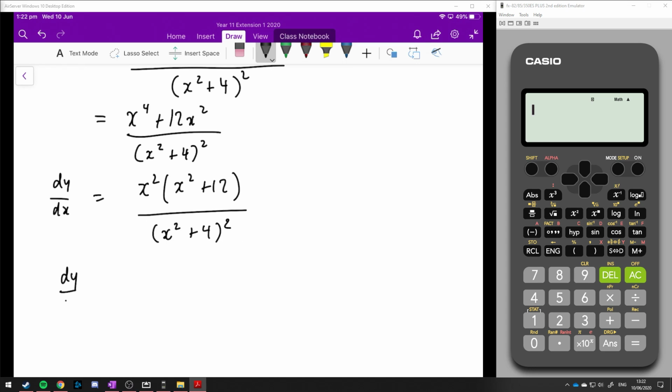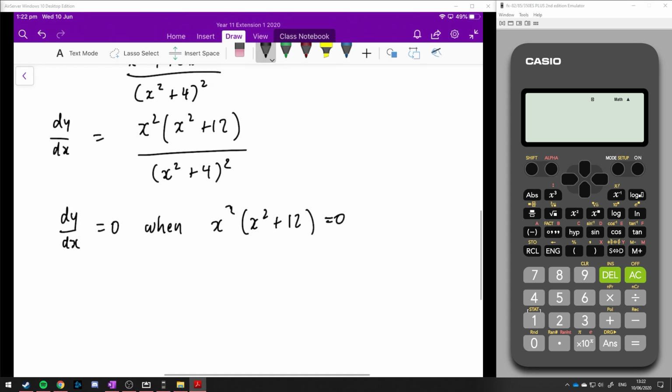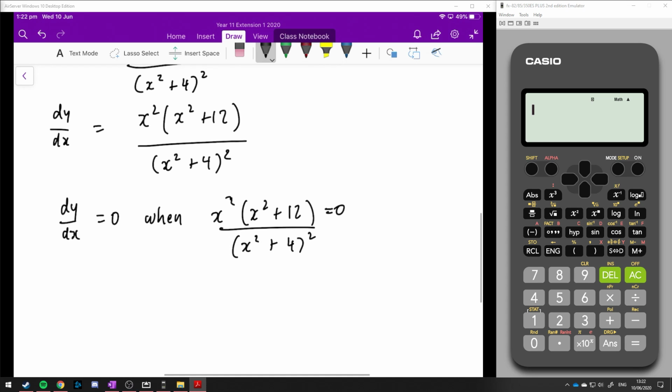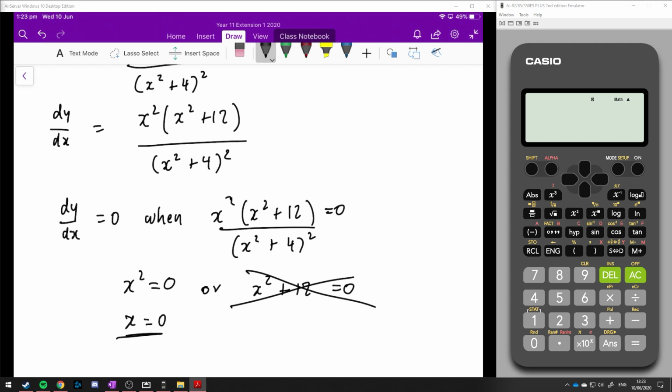Now remember, dy/dx is equal to 0 when the top is equal to 0. So when x squared, lots of (x squared plus 12), is equal to 0, over (x squared plus 4) all squared. That is when x squared is equal to 0, or x squared plus 12 is equal to 0. Well, x squared is equal to 0, so x must be equal to 0. However, x squared plus 12 equal to 0 has no solutions, because if I take the 12 across the other side, it gives me a negative 12. So the only horizontal tangent for this one is when x is equal to 0.